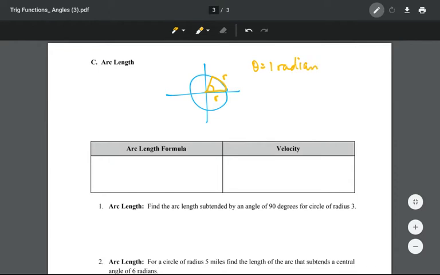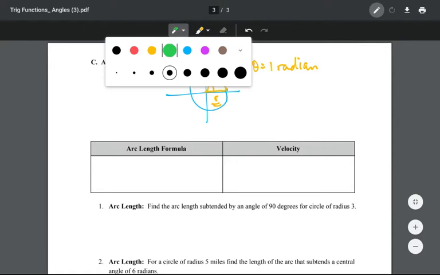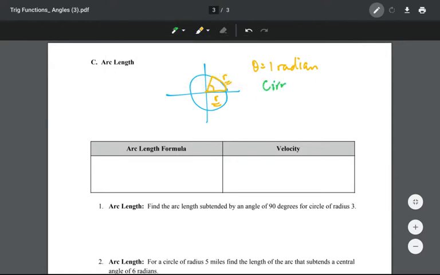This is really helpful when we're talking about the arc length because we're able to associate the radius of the circle with the arc length traveled as long as our angle measures are in radians. One really nice example of the arc length is the circumference. So the circumference is the distance around the entire circle.